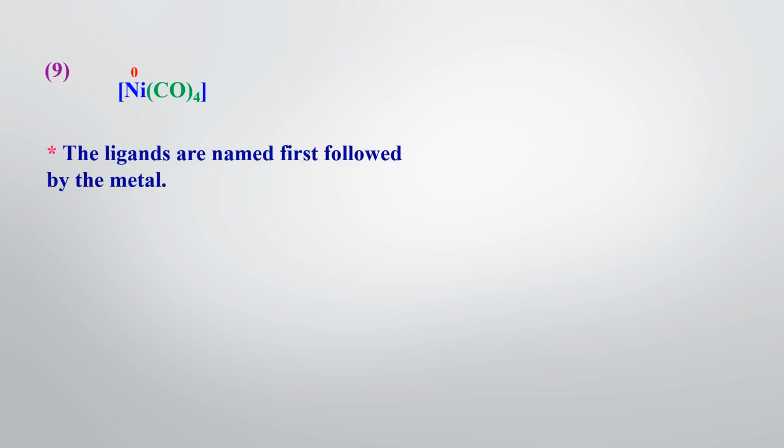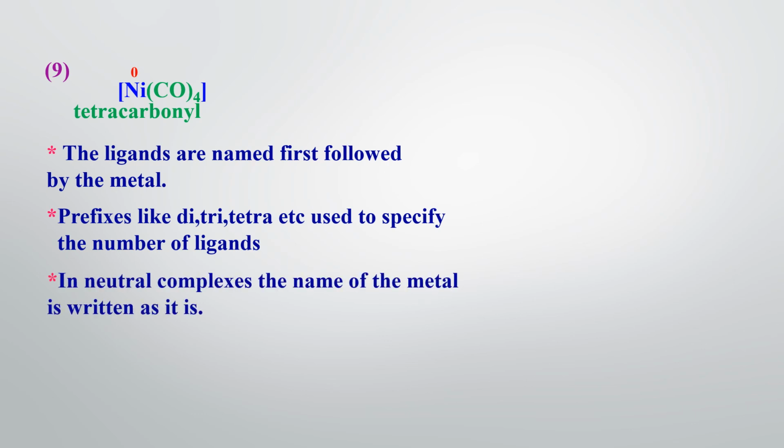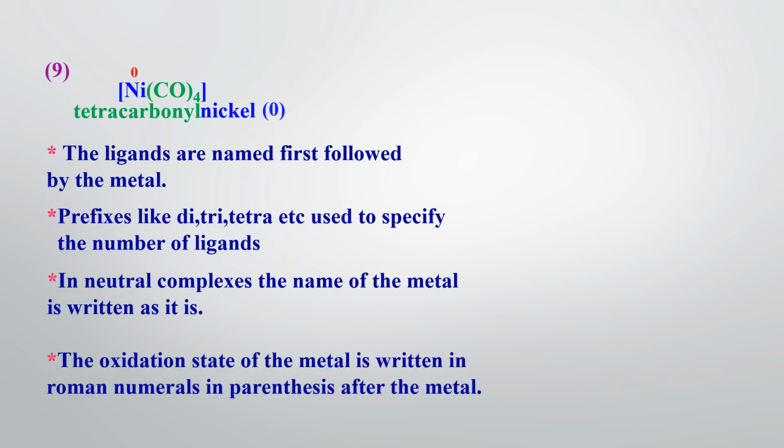Now the naming: ligands are named first. CO, carbon monoxide, has the IUPAC name carbonyl. How many are there? 4, so we use tetracarbonyl. In a neutral complex, the name of the metal is used directly, that is nickel. The oxidation state of the metal is 0. So this is the IUPAC naming of the coordination complexes.